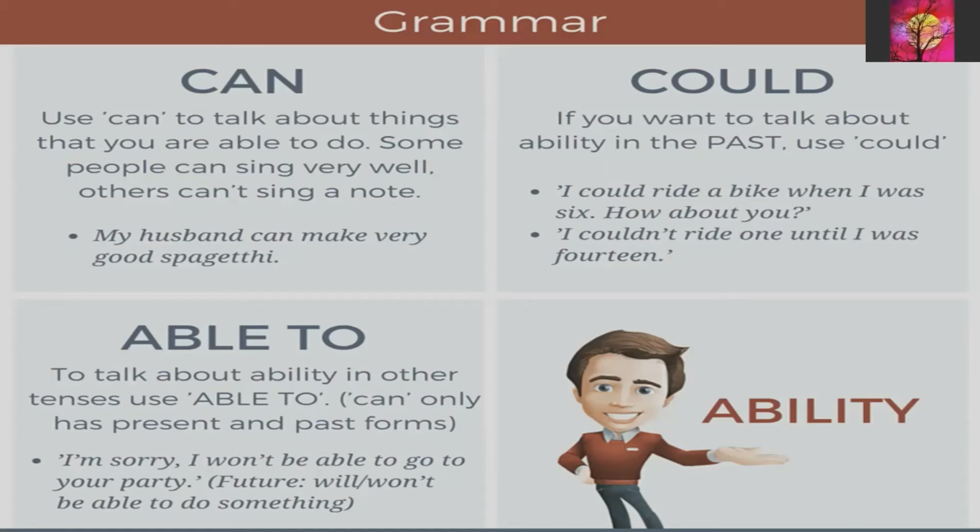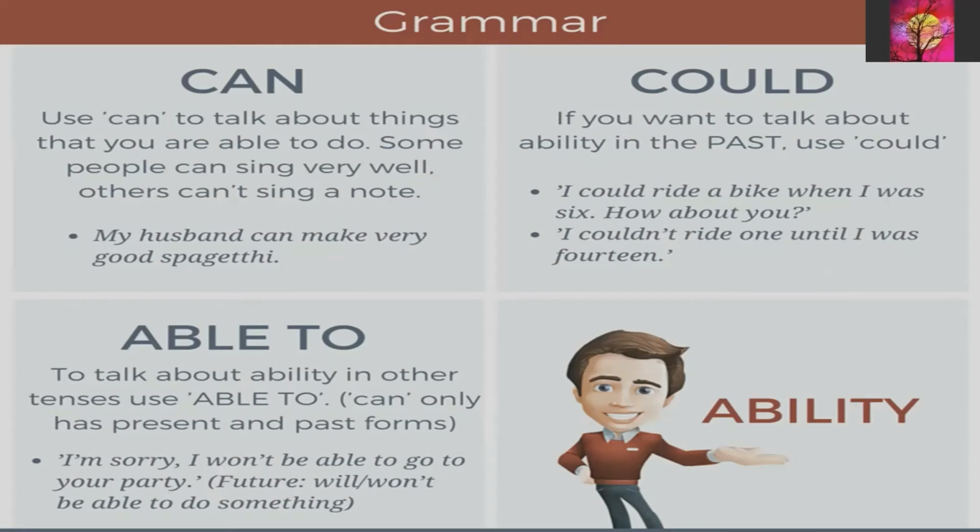Students, let us now see how we have to use can, could, and able to in different occasions or in different situations. Now, all these 3 modal verbs, can, could, and able to, show a sense of ability. But we use can when we are talking in the present tense, we use could when we are talking in the past tense, and we use able to when we are talking in any other tense.